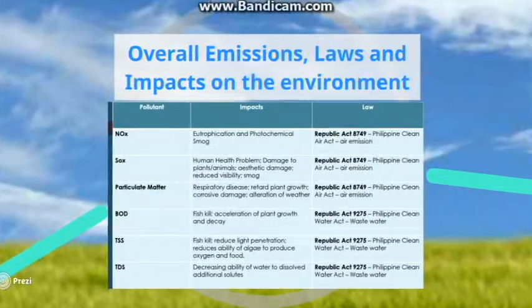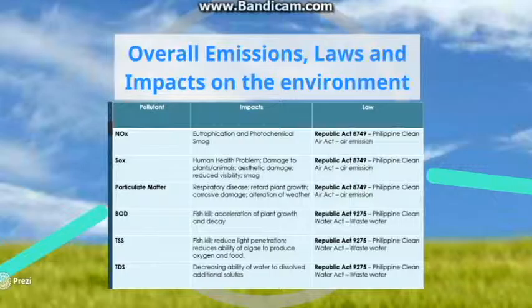For the air pollutant NOx, the environmental impacts are eutrophication and photochemical smog. And the abiding law is Republic Act 8749, Philippine Clean Air Act.